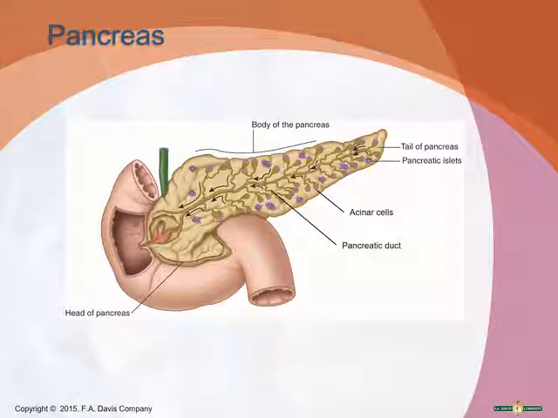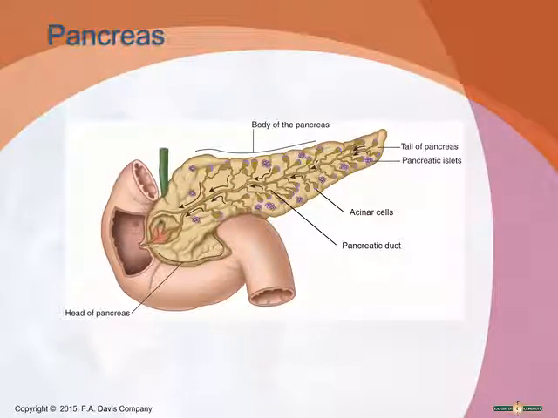The pancreas is both an endocrine and an exocrine gland. Remember we talked about it with the endocrine gland. This endocrine function centers on the pancreatic islets, or the islets of Langerhans. Those are the ones that secrete insulin and glucagon. But most of the pancreas is the exocrine tissue.